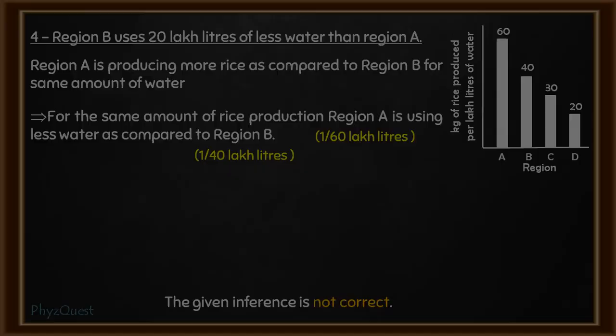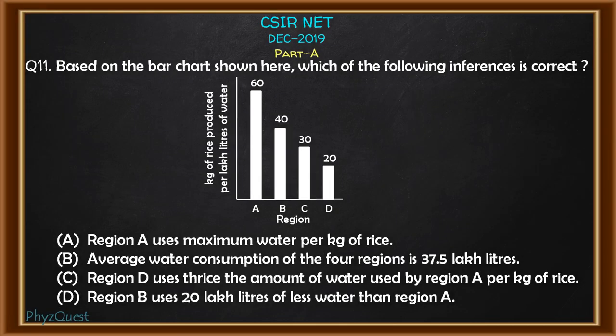Now let's move ahead with all the options. The options are what we have already discussed, that is, all the inferences. Out of the 4 inferences, the third inference, that is option C, is actually showing the analysis done by us, that is correct, which is showing that region D is using thrice the amount of water used by region A per kg of rice. So the correct answer for this question is option C.